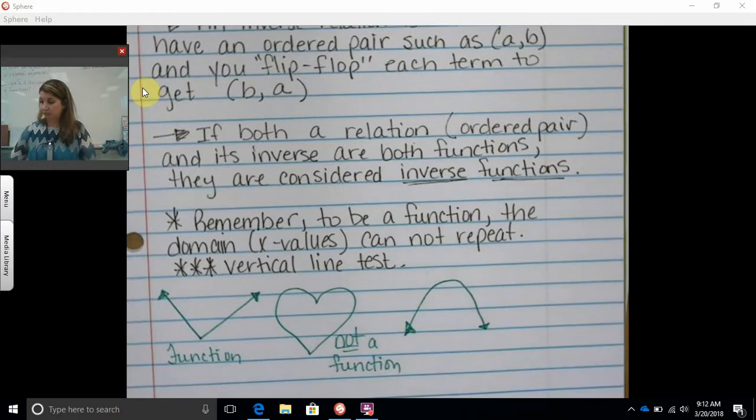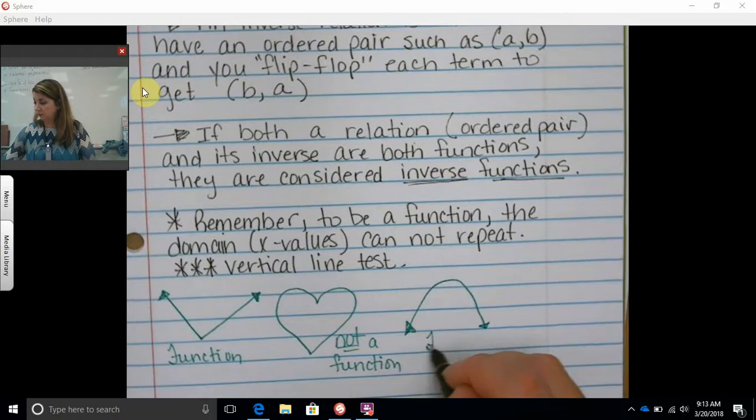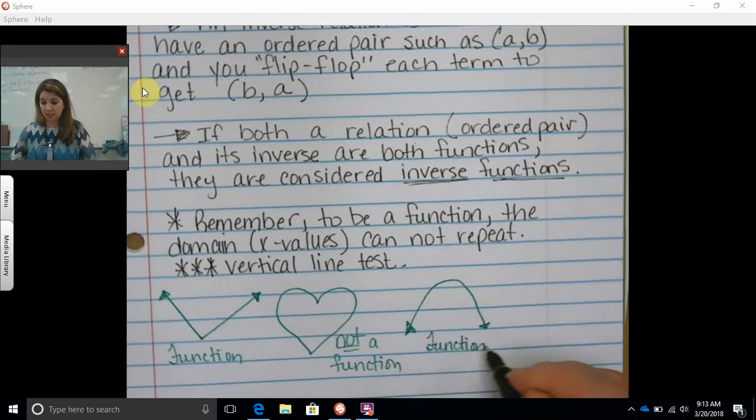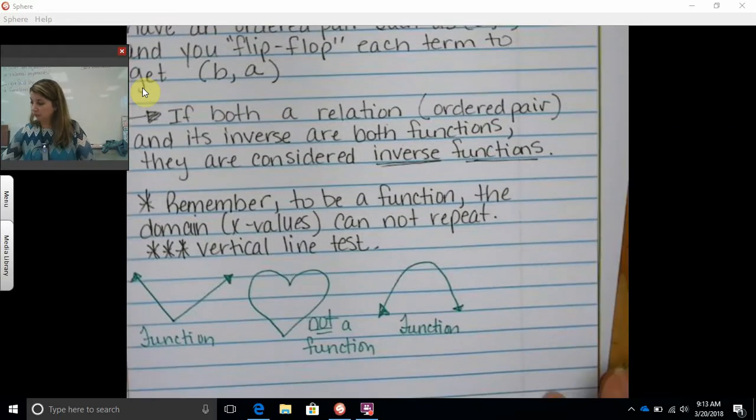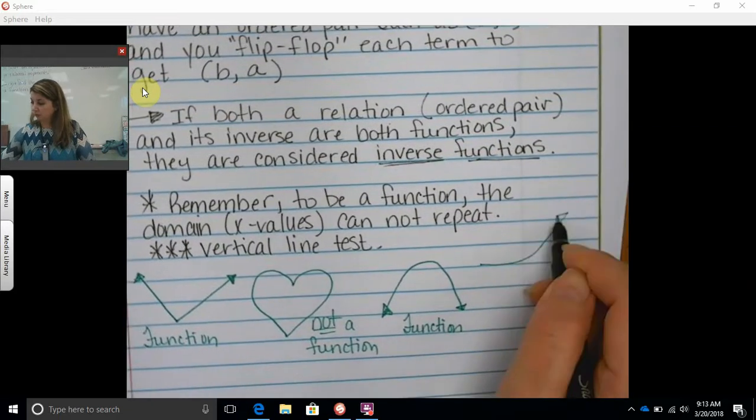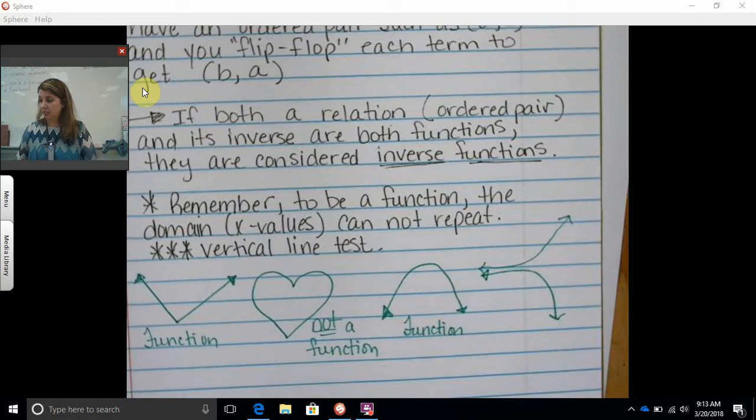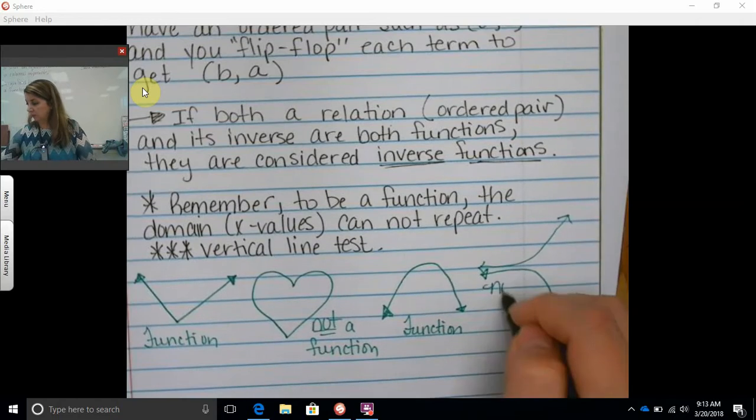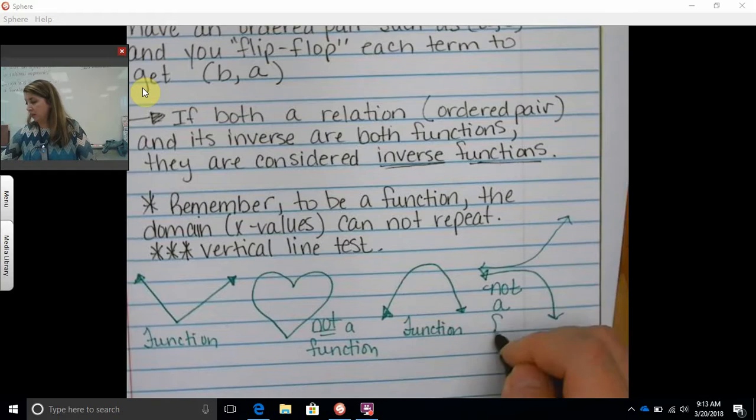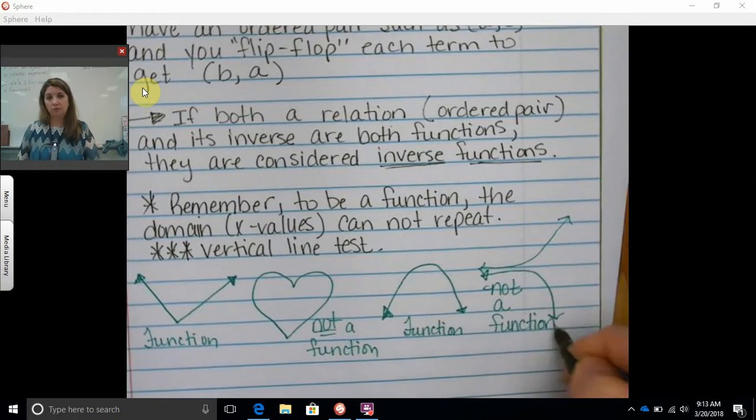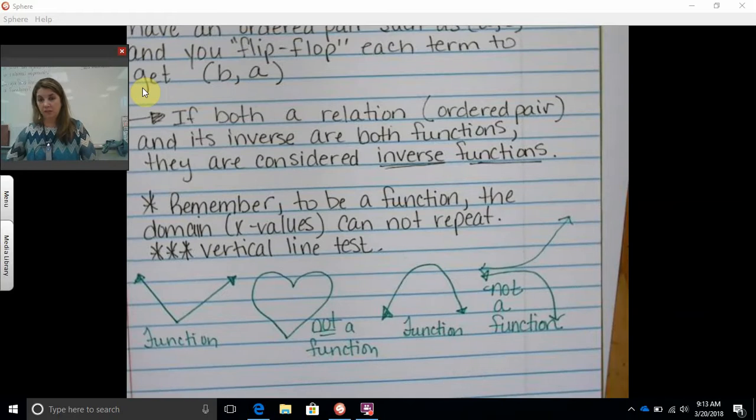Function. Passes the vertical line test. Not a function. We were getting graphs like that when we were graphing the rational functions. Well, not like that, because it wouldn't have been a function, but where it had weird curves in different places and stuff. So everybody remembers what a function means, right? Graphically, you know what a function is. Okay.